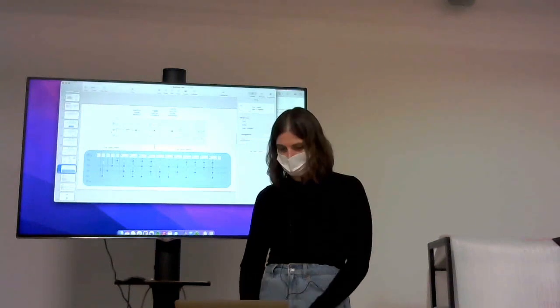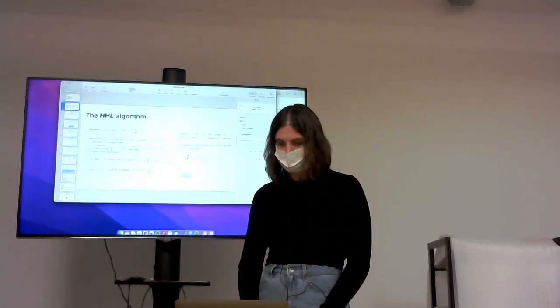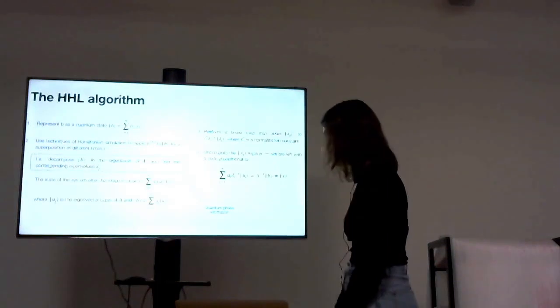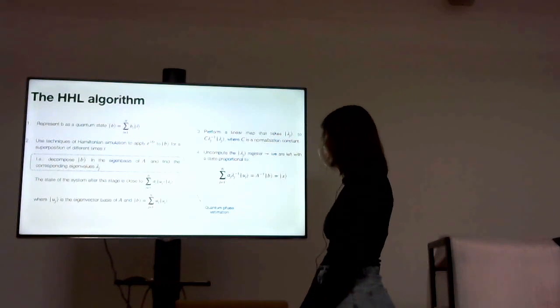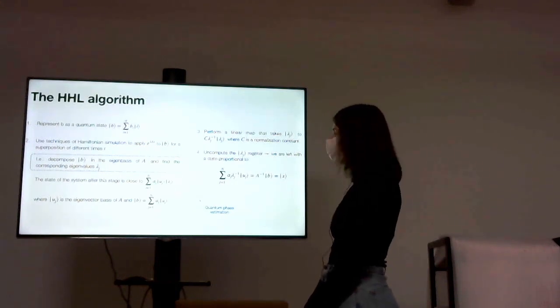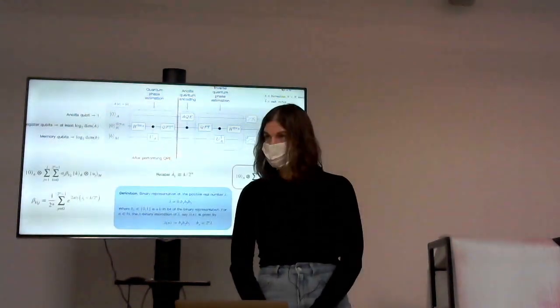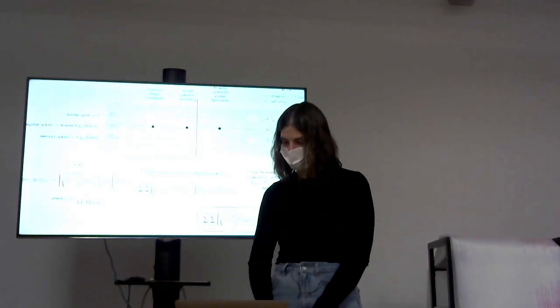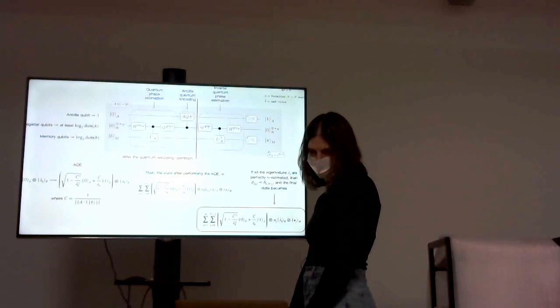If you go to the description of HHL, in the very beginning, you are assuming that you can decompose b as the sum of alpha_j u_j, where u_j are the eigenvectors of the matrix A. And additionally, if you go to the next slide, here the control rotations depend on lambda_k, which are the eigenvalues of A.